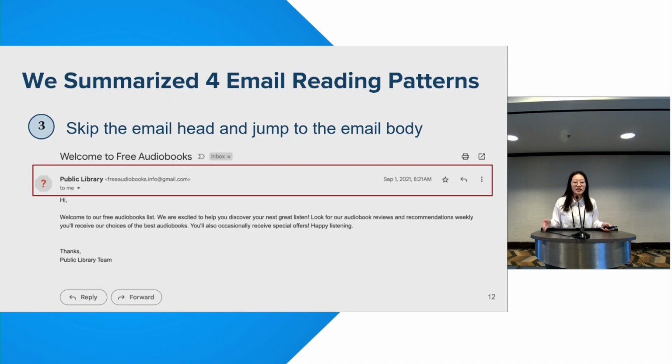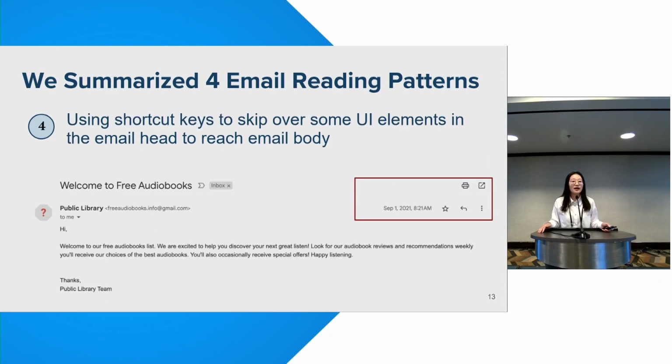And in the third reading pattern, participants also open the email to read it, but they skip the top part of the email where the warnings are, and go straight to the email message. Normally, they quickly press the down arrow key or use the screen reader shortcut keys to do it. And the fourth reading pattern is similar to the third one.